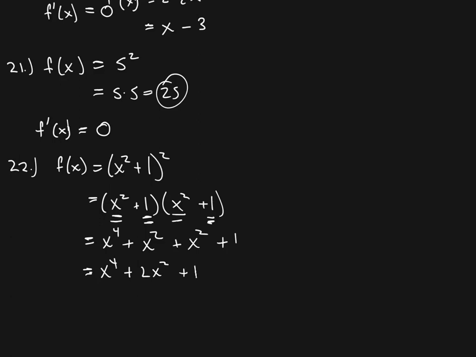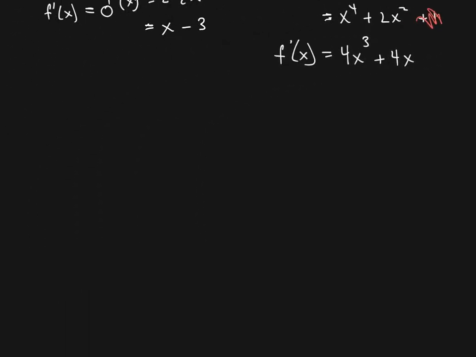Now we know what happens to this 1 when we take the derivative. That's going to go away. So we get f prime of x is equal to 4 times x to the 3rd plus 4 times x to the 1, which is just 4x. So there we have it. That is our derivative for problem number 22. Moving on.